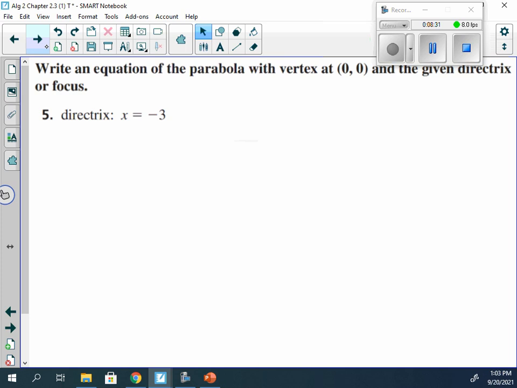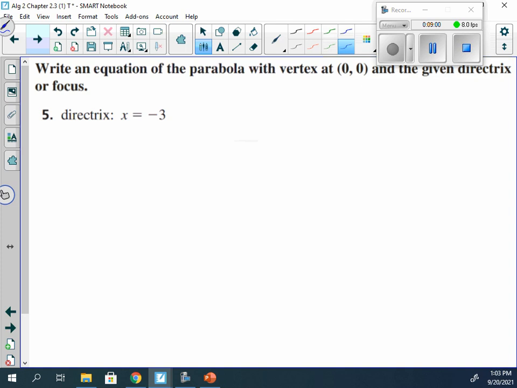Let's look at this one here, because we've got 3 left. Now looking at this here, it just tells us that the directrix is x equals negative 3. Did it tell us anything about the vertex? Yeah, what is the vertex? 0, 0. They just had it up in the directions. So vertex is 0, 0. The directrix is x equals negative 3.